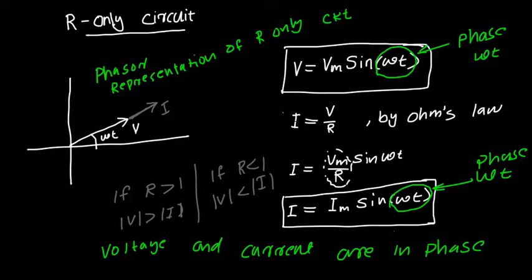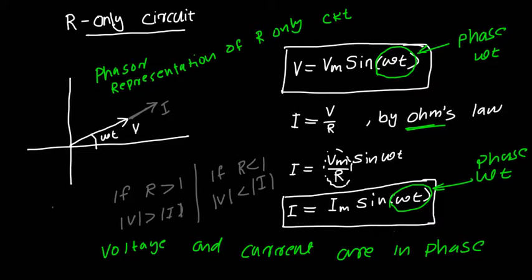This is about the resistor only circuit. The most important thing is the starting point. The starting point of this derivation, it is not a derivation, but the starting point is Ohm's law. We can apply Ohm's law here because a resistor is a device which obeys Ohm's law.